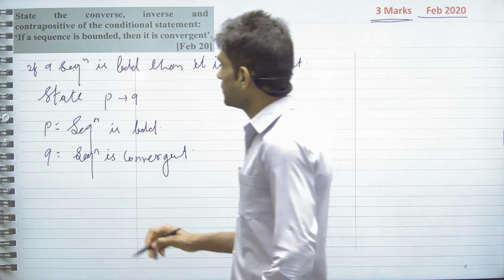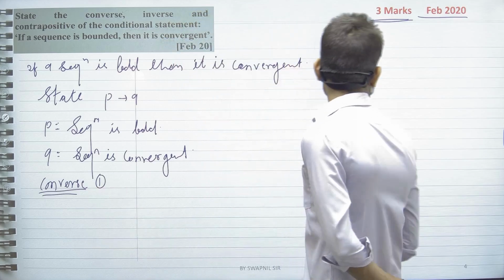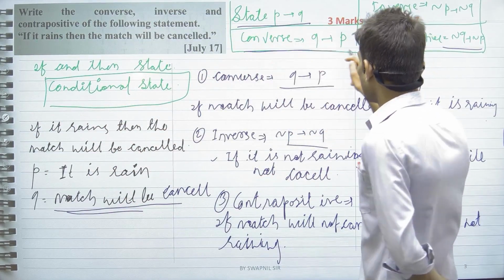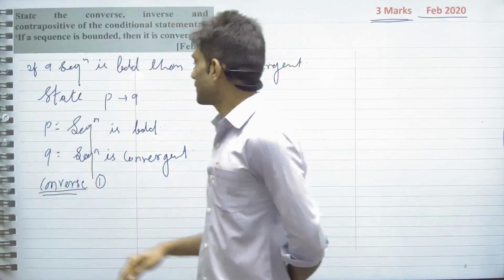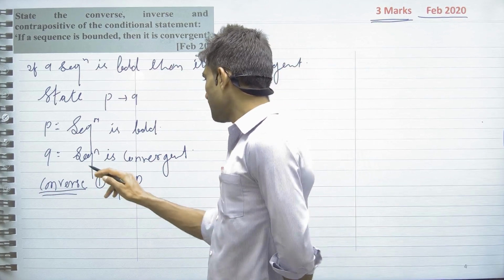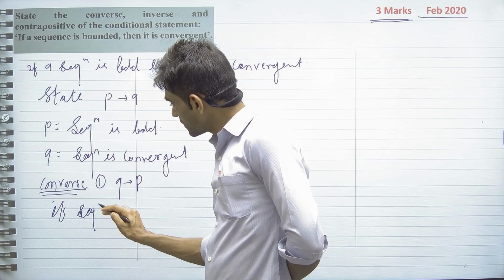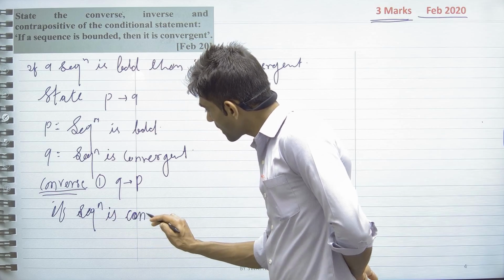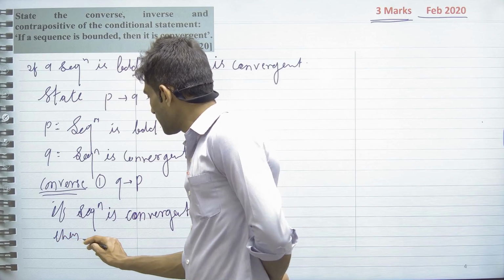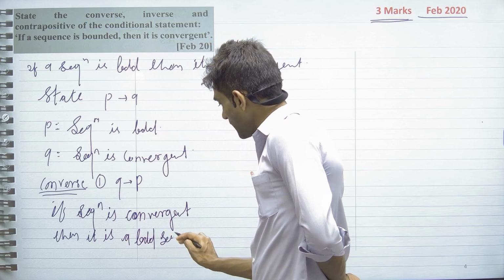Now let's define its converse, inverse and contrapositive. If you have the statement P implies Q, the converse goes to its opposite, that means Q implies P. In statement form: if a sequence is convergent, then it is a bounded sequence.